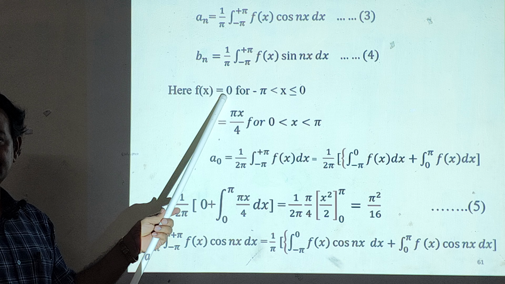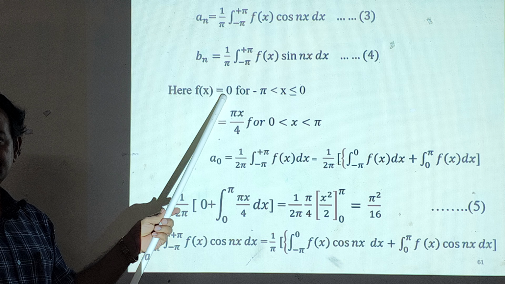The Fourier series is given by this, and the a0 expression is given by this expression, and an is given by this expression, and bn is given by this expression. So we have to find out now a0, an, bn, and this is the problem. First we will find out a0. a0 equal to 1 divided by 2 pi, integral from minus pi to plus pi. Okay, this is not a half range. So minus pi to plus pi f of x dx.